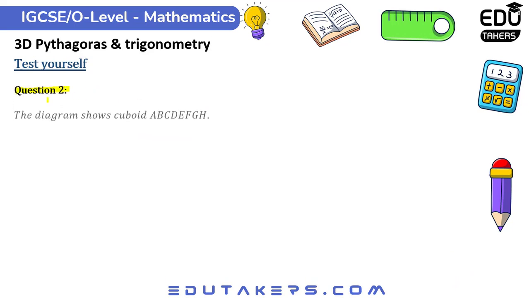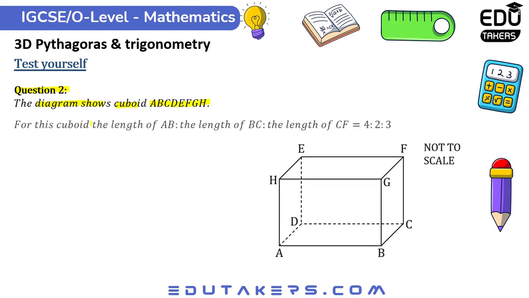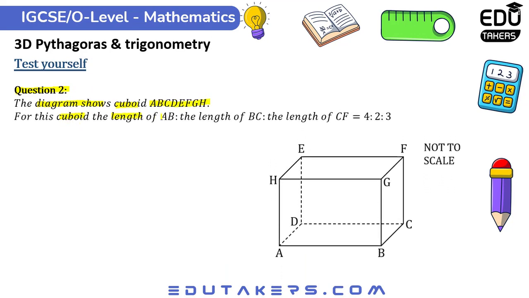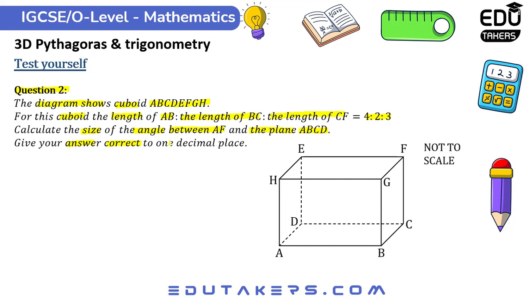Question number 2. The diagram shows cuboid ABCDEFGH. For this cuboid, the length of AB to the length of BC to the length of CF is equal to 4:2:3. Calculate the size of the angle between AF and the plane ABCD. Give your answer correct to one decimal place. It's a 3-mark question.